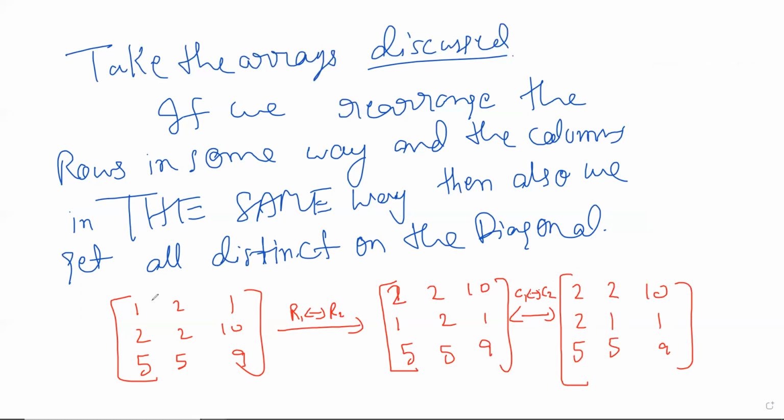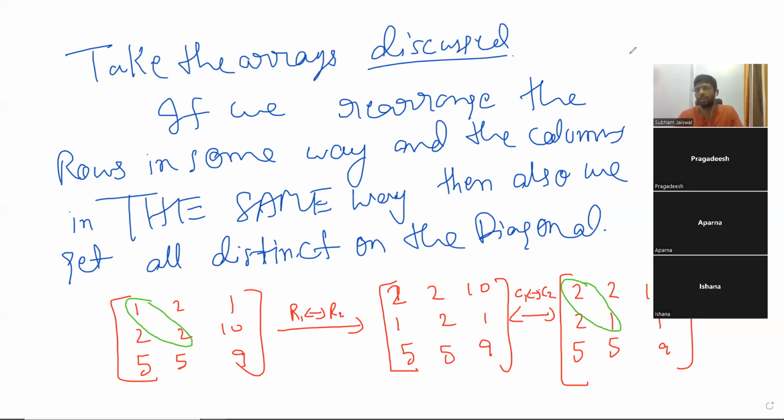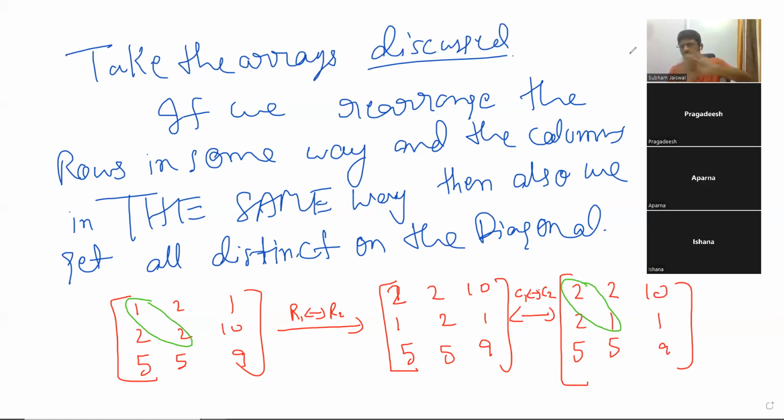Do you notice something? Not very surprising, but distinct are distinct, right? And those numbers that were there in the diagonal, they are remaining on the diagonal. So basically, if you do this for any matrix, any array, what was there in the diagonal will remain in the diagonal. It may get shuffled, but what was there on the diagonal will remain in the diagonal.